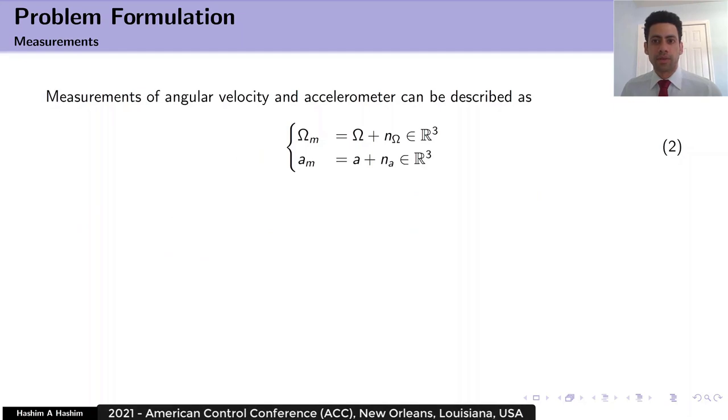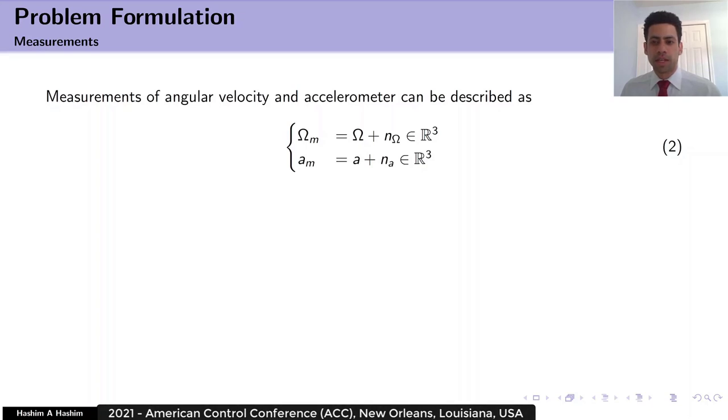Fortunately, the unknown navigation components can be obtained through a set of sensor measurements. An inertial measurement unit can supply the measurements of angular velocity, which is normally measured by a gyroscope, and the acceleration that is measured by an accelerometer. Also, a monocular camera can provide us with feature measurements.